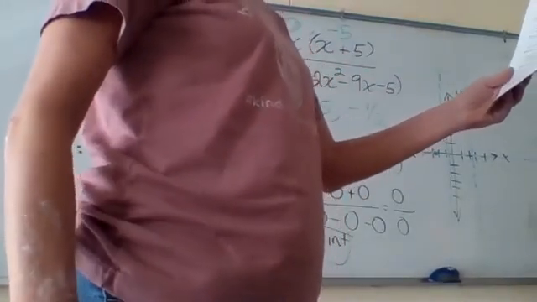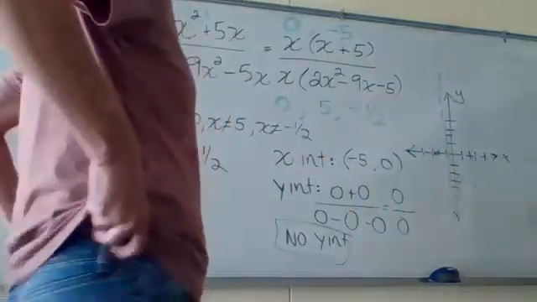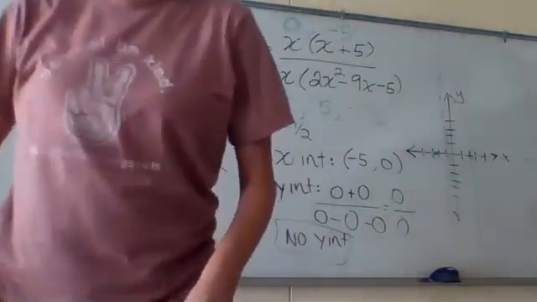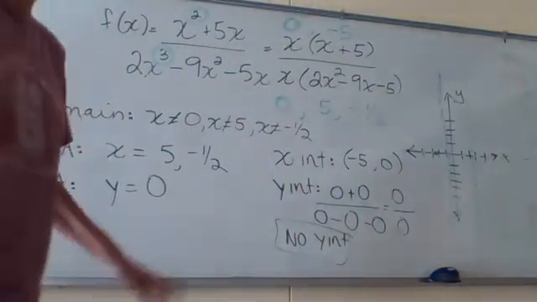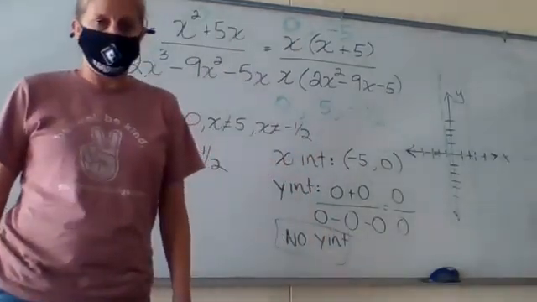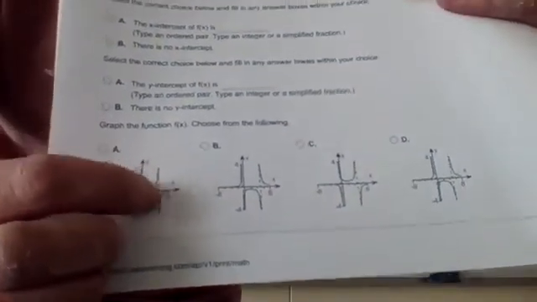So what's the difference between A and D? What else can you do here? You could put this in your graphing calculator. Because what do I need to see? I need to see, does the graph have this U shape here?